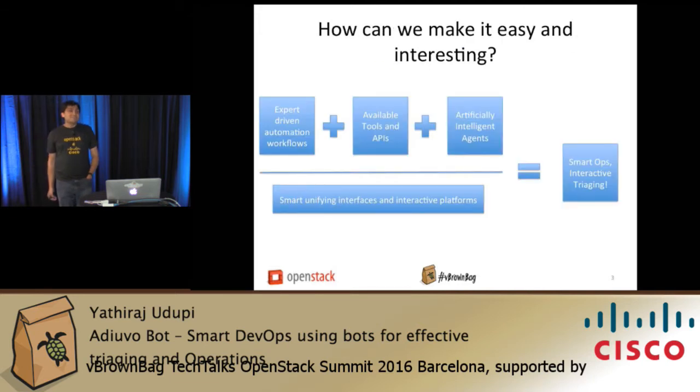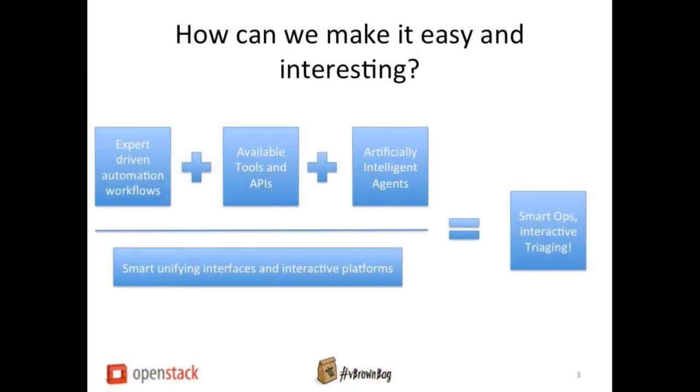So how can we make this a bit more interesting and easy for anyone to go through? The idea is that from the existing community, you have a whole bunch of automation workflows and tools and APIs that you may use. But in addition to these, if you introduce some artificial intelligence and combine them all in a really smart interactive interface which brings them all together, you probably would get a smart way of doing interactive triaging. That's the whole effort that I'd like to talk about here.